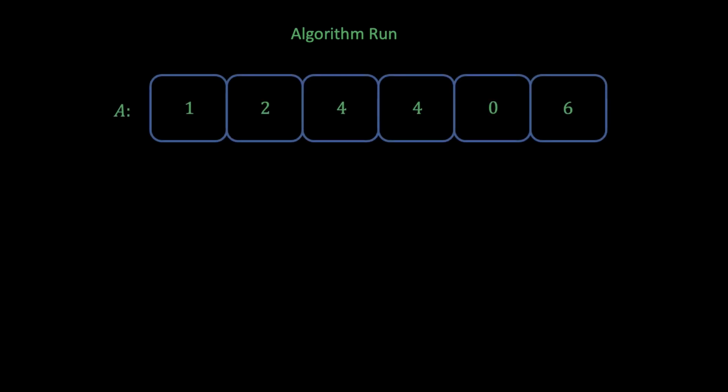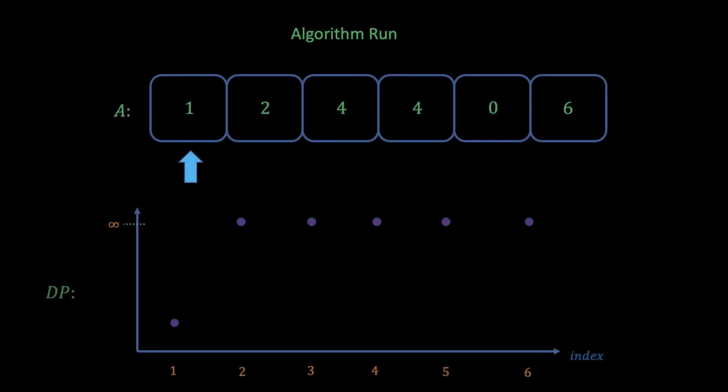Here's a dry run for the algorithm on the input 1, 2, 4, 4, 0, 6. We start with dp1 equals 1 and dp i equals infinity for all i greater than 1, since no increasing subsequence of length 2, 3, 4, 5, or 6 exists in the first one element. Next, we move j forward by 1. We find the first element in the dp table greater than or equal to 2, which happens to be dp2, and update its value to 2.